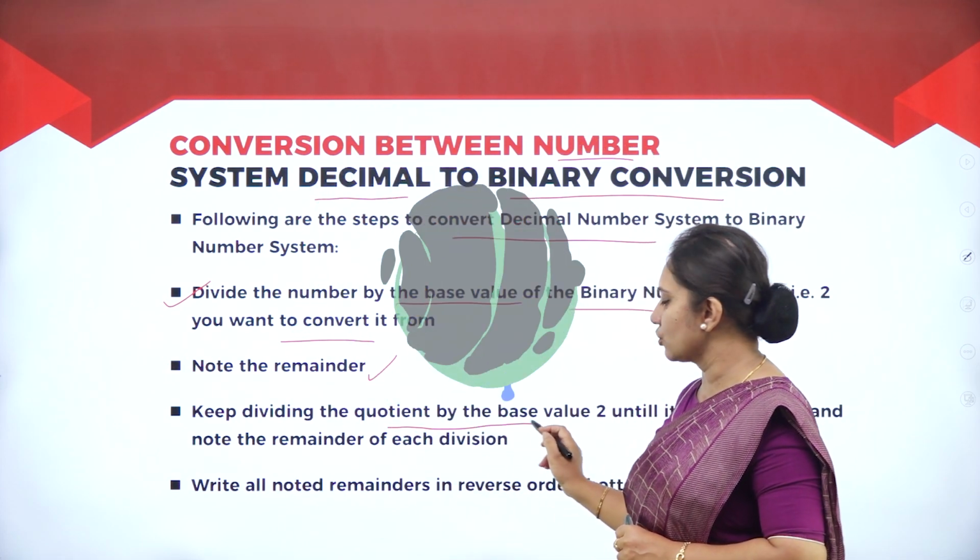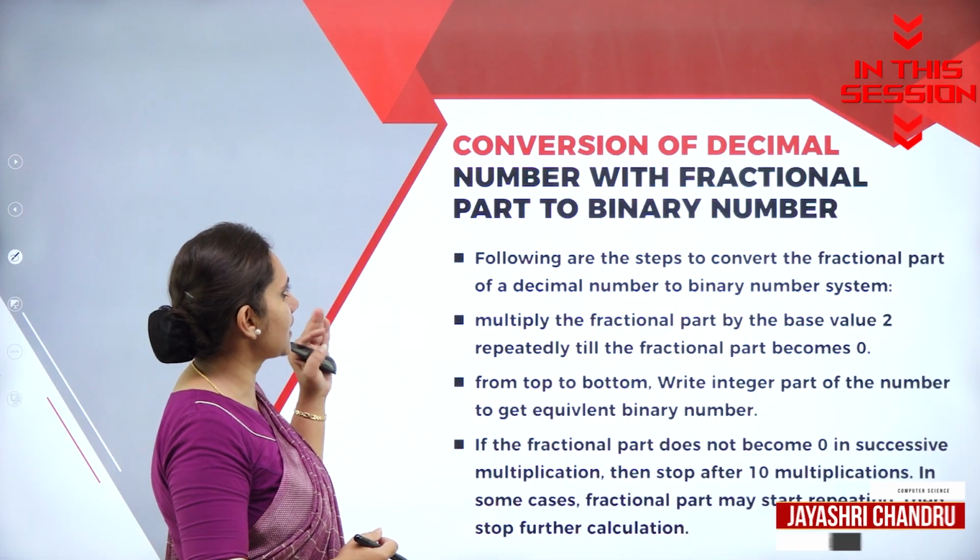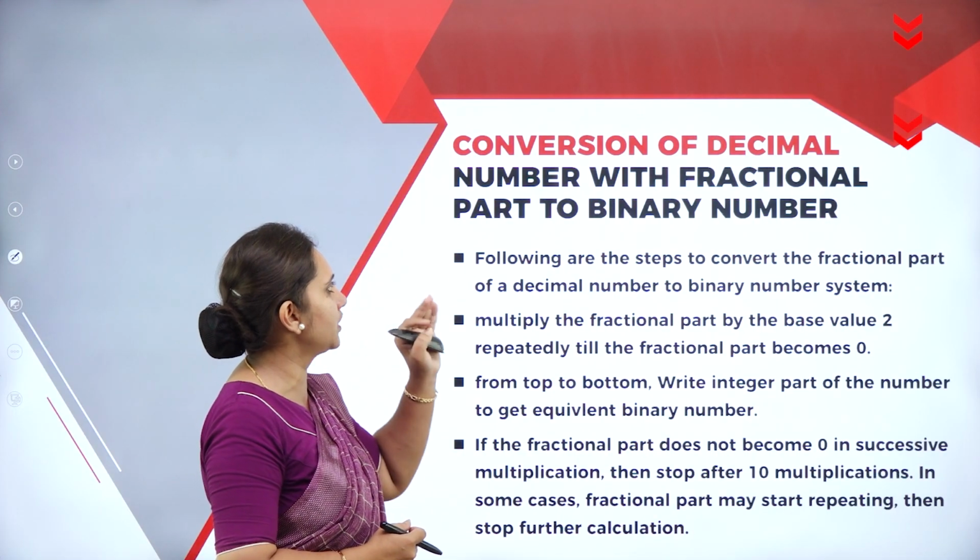Keep dividing the quotient by the base value again. So 16 to the power of 0, 16 to the power of 1, 16 to the power of 2. We have something called number system, decimal numbers with the fractional part.